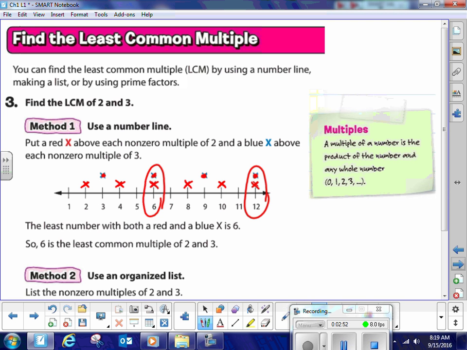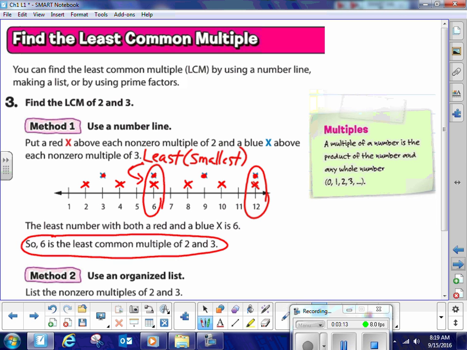Like I said, we want to find the least. We have 6 and 12 here that are common multiples. We want to find the least, which we defined as the smallest. So the smallest or least common multiple is 6. So 6 is the least common multiple of 2 and 3. Excellent. Not too hard, right?